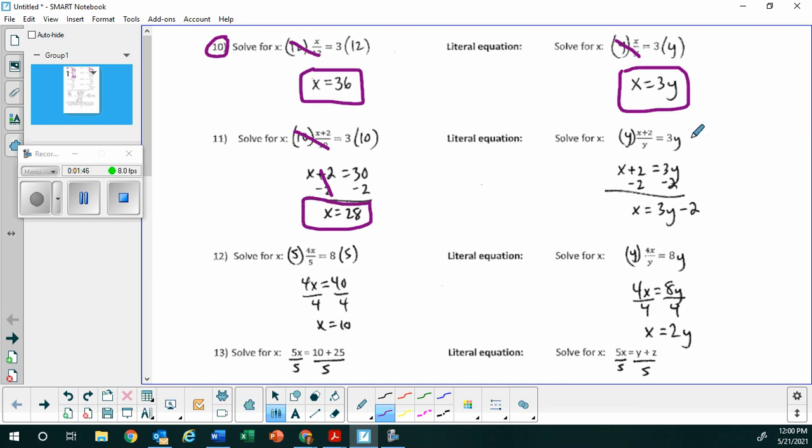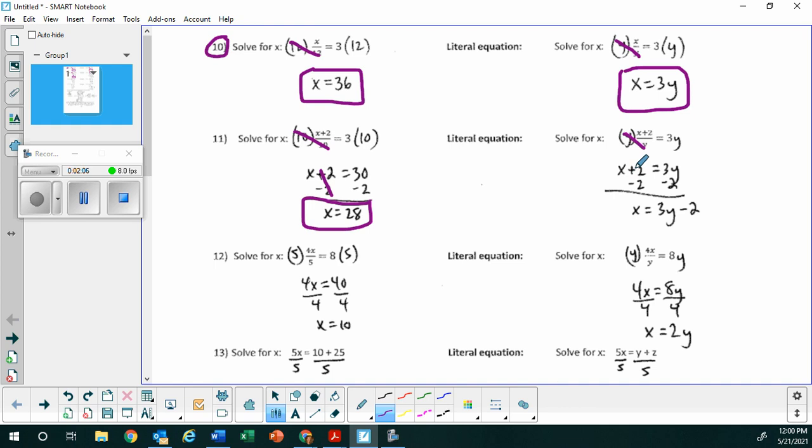Now, when we move over here to this side, notice that there is no number anymore for the 10. It's just a random variable y. So to solve for x, what we would do is multiply both sides by y, which is what we did over here. It just happened to be a 10. And since it's not a number, the best we can say is 3y over here.